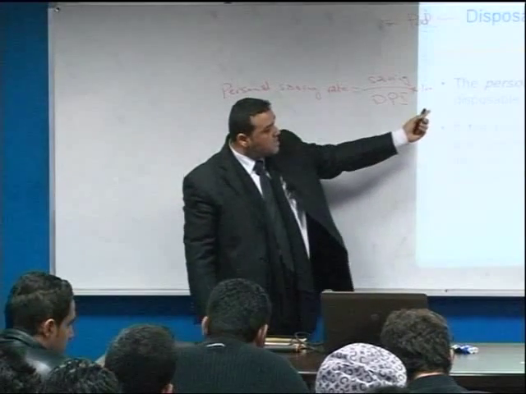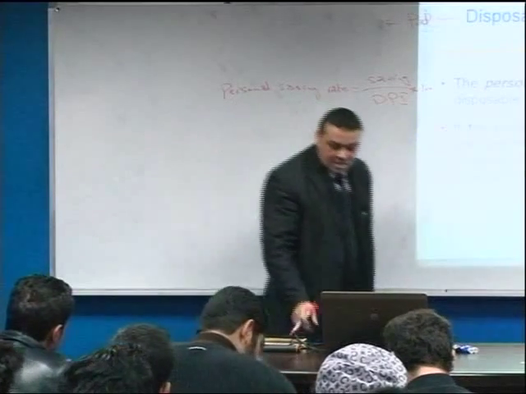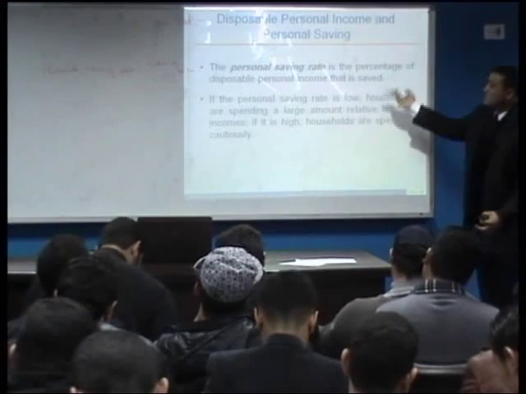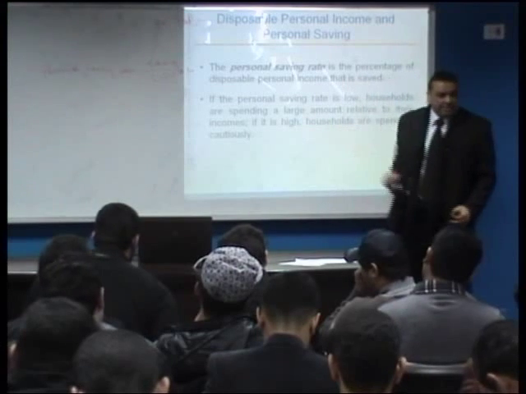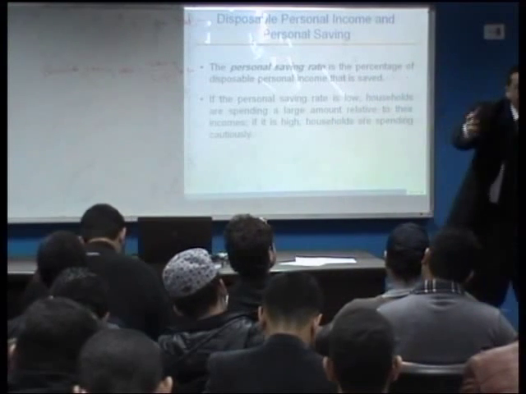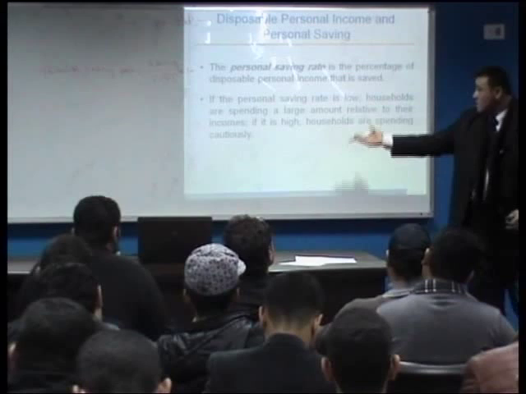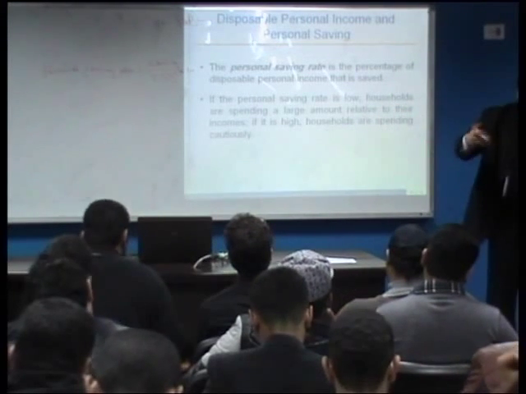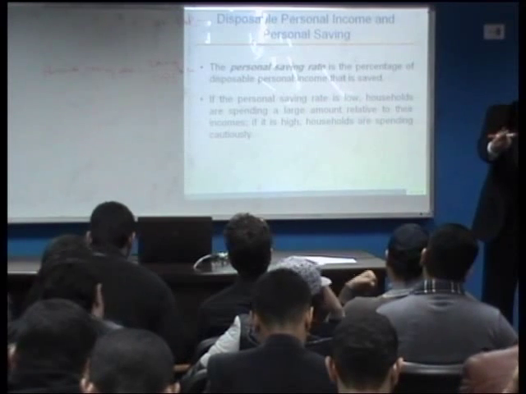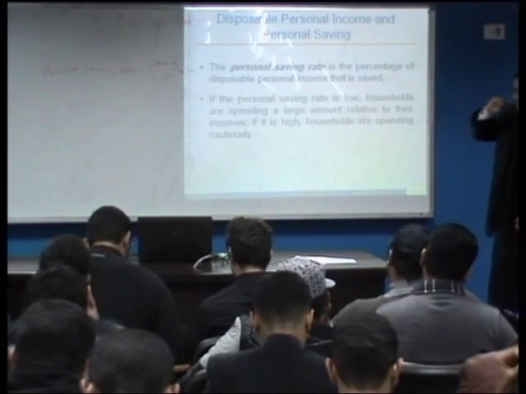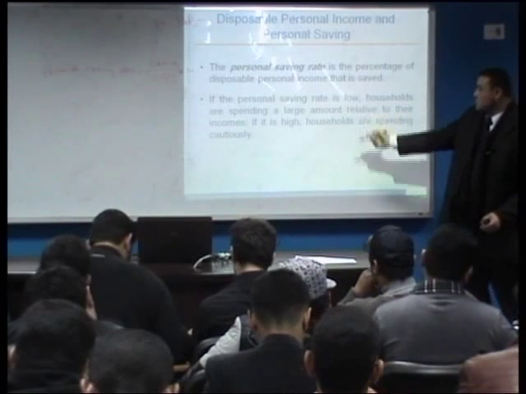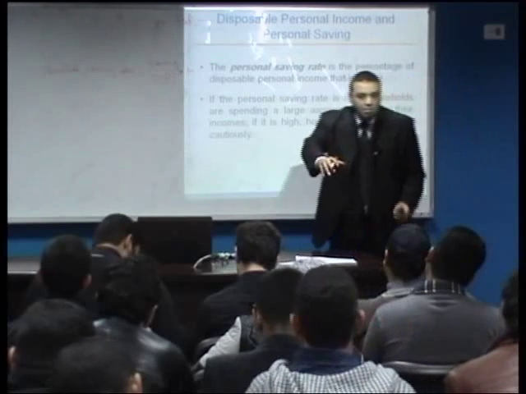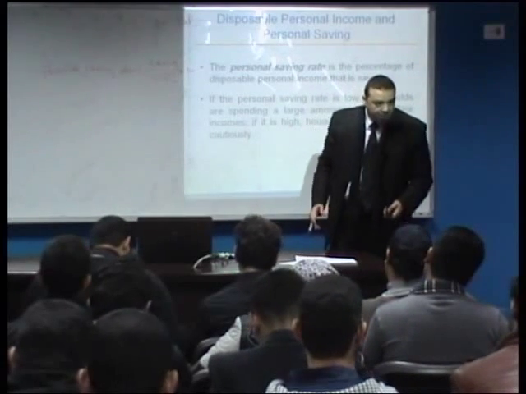So the personal saving rate is what? It's the percentage of disposable personal income that is saved. والجزء من disposable personal income اللي حطيناه وين؟ في السيفنج. If the personal saving rate is low, إذا كان الادخار تبع العيلة is low, in this case the households are spending a large amount related to their incomes. إذا كان ادخارهم قليل معنى الكلام إنه مستهلكين كثير. And vice versa for sure.